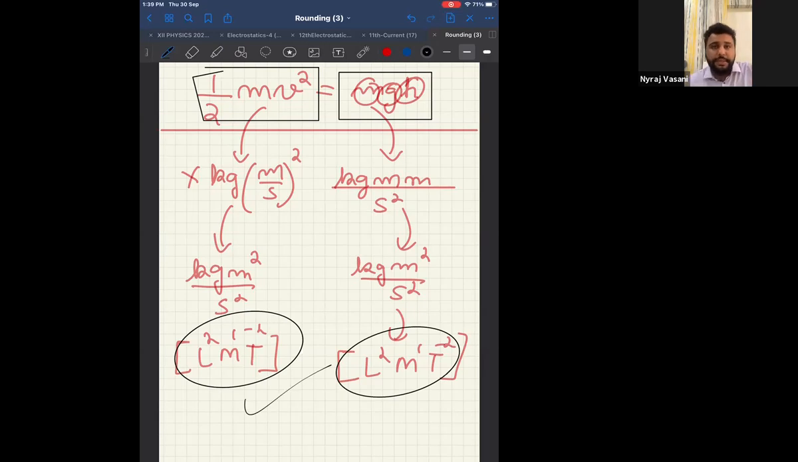So for people who have answered that this equation is dimensionally correct, very good. Others who have said that this is wrong, just check why you have told me it is wrong. It is correct. Okay.